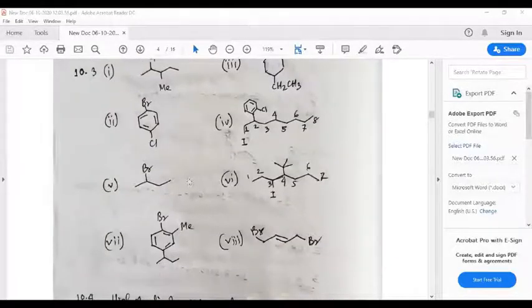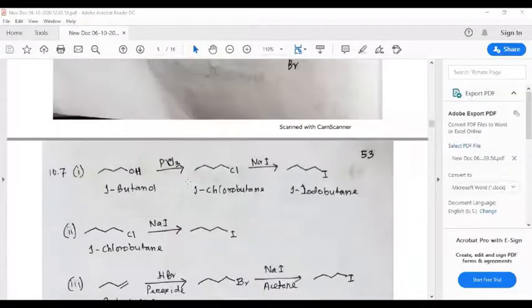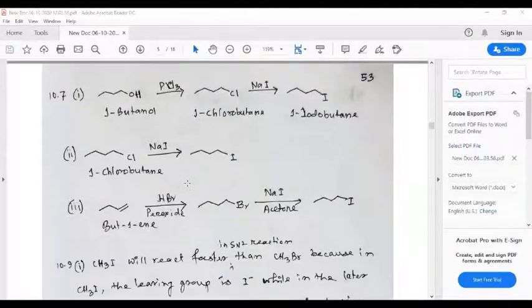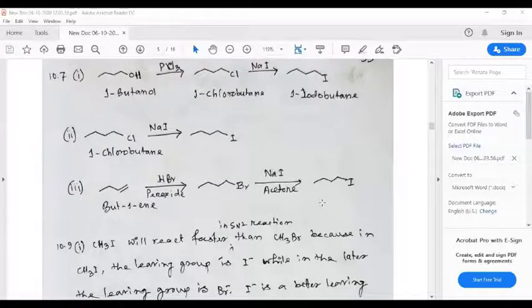Question number 10.7.3. We have to convert but-1-ene into 1-iodobutane. So a hydrobromination reaction in presence of peroxide will give this compound, 1-bromobutane. Now when 1-bromobutane is treated with sodium iodide in acetone, then iodide is going to replace bromide. And this reaction is known as the Finkelstein reaction.